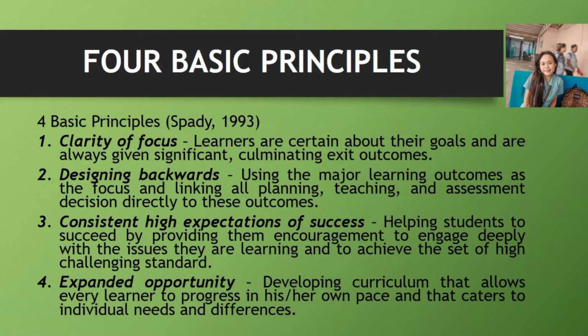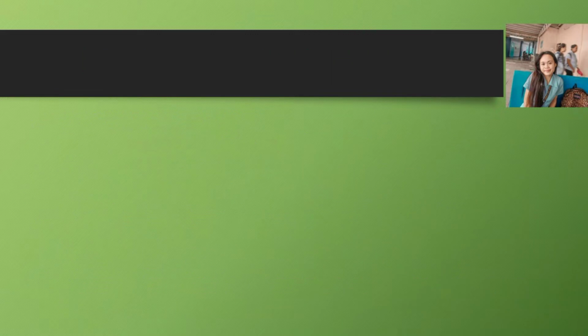The fourth one, which is the last, is expanded opportunity. Developing curriculum that allows every learner to progress at his or her own pace and that caters to individual needs and differences. Finally, according to the last principle, the instructor begins by identifying the exit outcomes, followed by the building blocks of learning that enable students to achieve this. So in order for an educational system to be described as outcome-based, these four principles must provide its philosophical foundation.